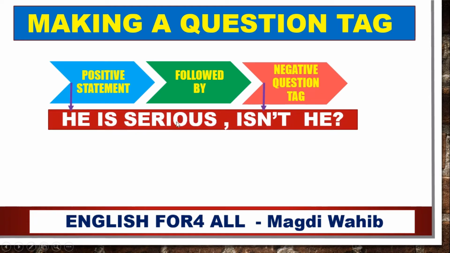He is serious. This is a positive statement. We said that it will be followed by a negative question tag. As we see, our verb is the verb to be, is. Okay, so we are putting it in the negative form, then followed by the subject, as if it is a yes or no question. So, he is serious, isn't he?